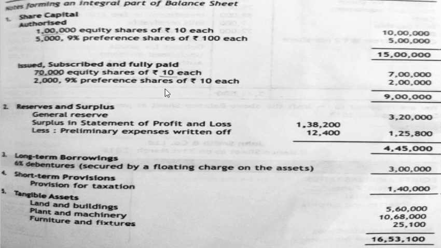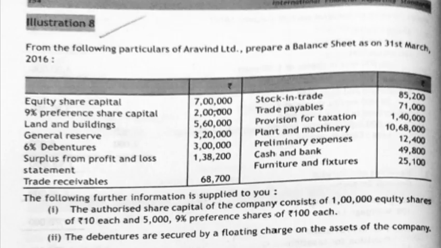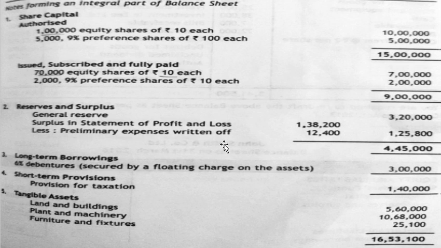So from the reserves and surplus, the profit we have got, which is 1,38,000, we will minus our preliminary expenses written off, which is there in the question, 12,400. So we will minus 12,400 from the profit we have earned, which will give you 1,25,800, which has gone to your reserves account. So your total reserves maintained is 3,20,000 plus 1,25,800, which will give you 4,45,000.